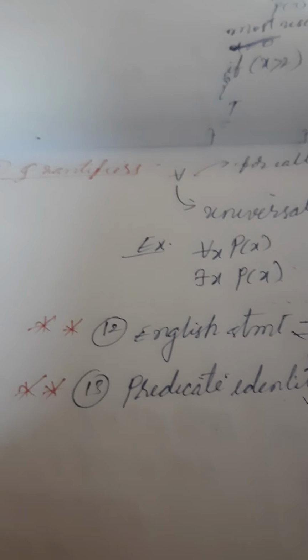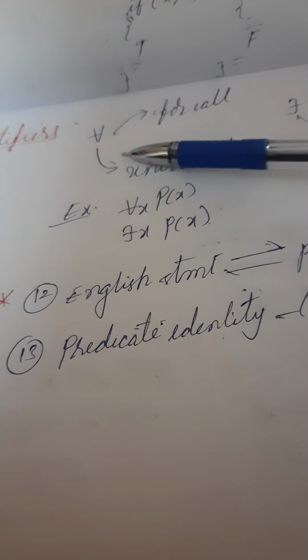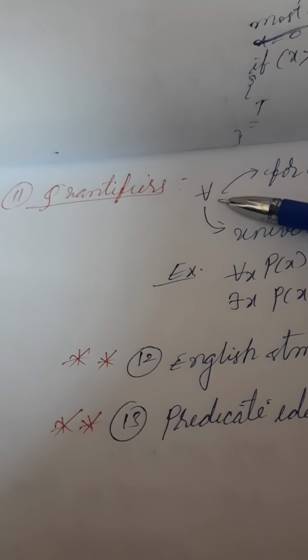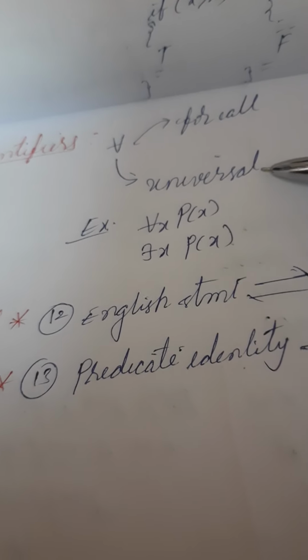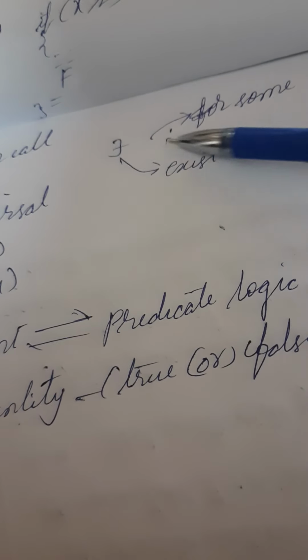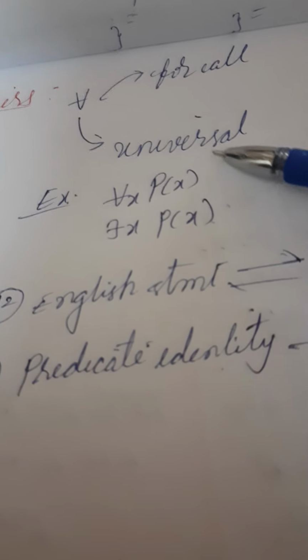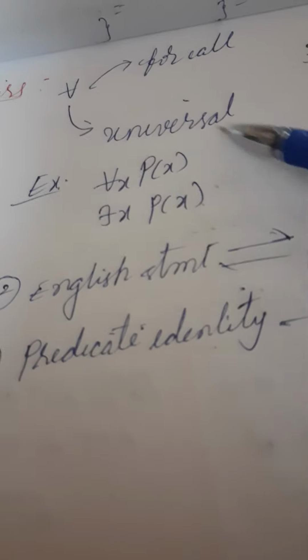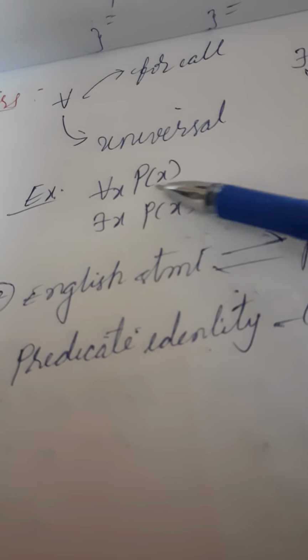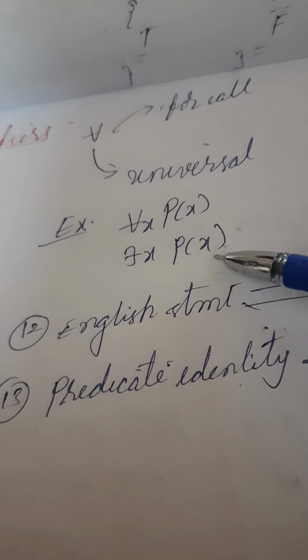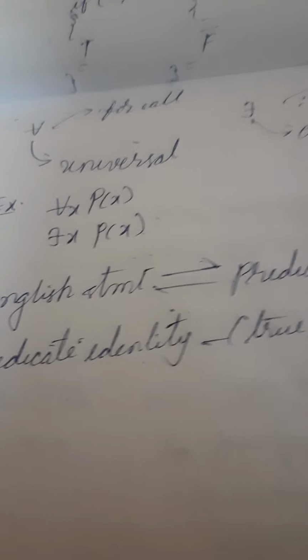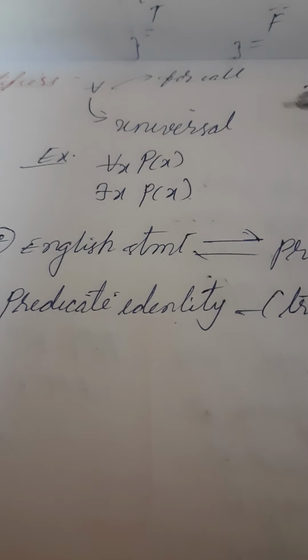Next, we can see quantifiers in propositional logic. This is the symbol of the quantifier for all. For all means universal quantifier, we can say. This is there exists, for some. X is the universal domain. We can say for all values x, P(x). There exists x, P(x). I will explain this for all and there exists in the next explanation. For now I will tell some basics.